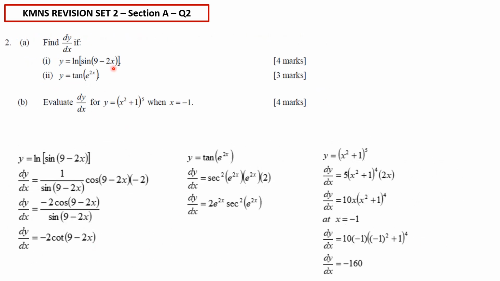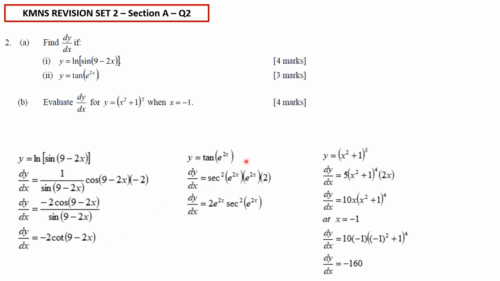Revision set 2 also asks you a similar question, which is to find the differentiation of ln and also tangent. So you can differentiate ln directly, which is 1 over f(x) multiplied with the differentiation of your f(x), which is sine. Differentiate, you will get cos. The angle is the same. And why do we multiply with -2? Because of the differentiation of its angle. Simplify your answer, then you will get something like this.